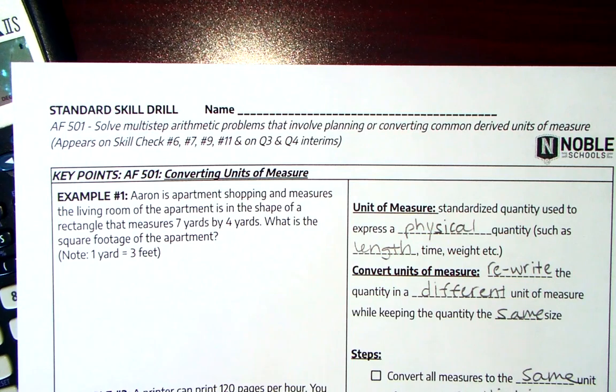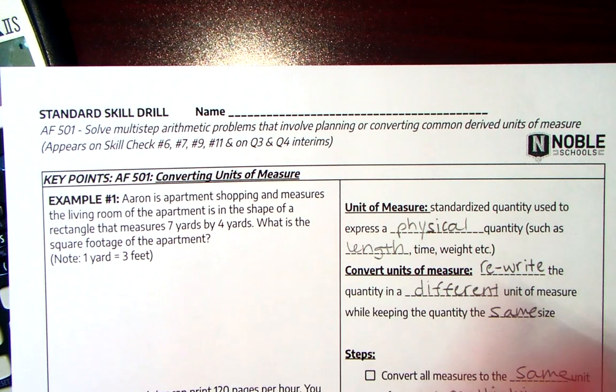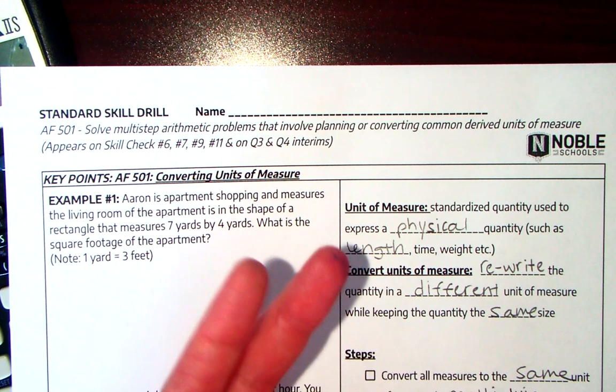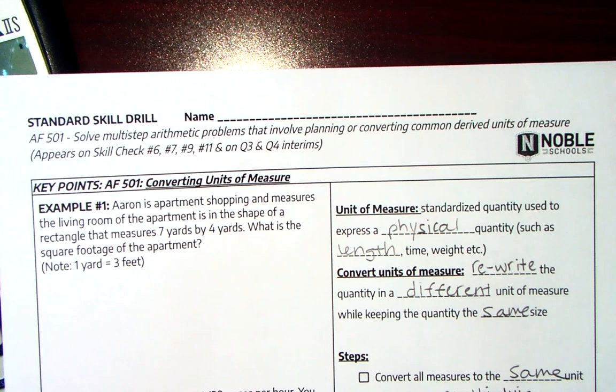This lesson is about converting units of measure. So let's start with what a unit of measure even is. A unit of measure is a standardized quantity used to express a physical quantity such as length, time, or weight. So you're probably really familiar with units of measure.